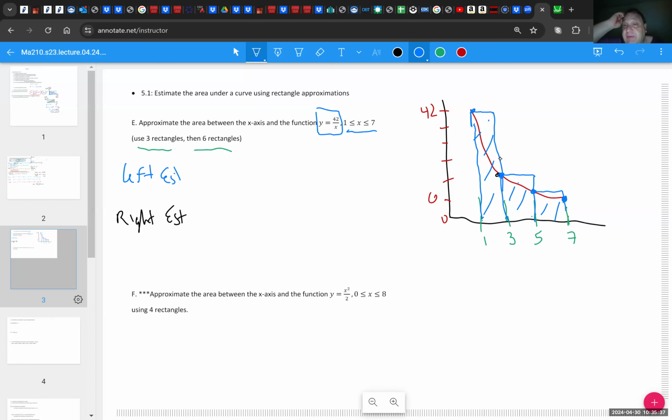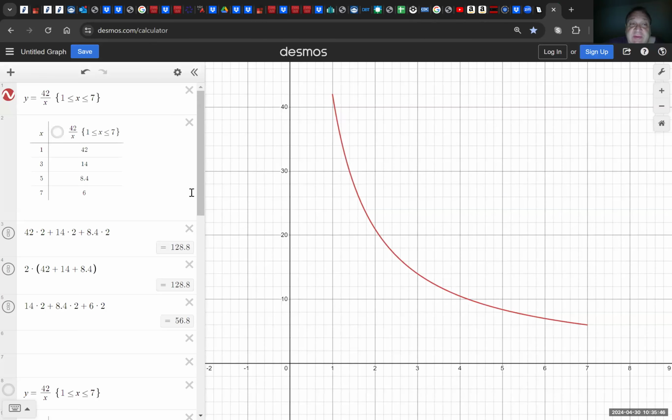Last one we had tables of values. And based on the table, it was really easy to spot what the area was. So back to Desmos. Here's my function, and I actually made a table out of it. And here are the values, the little intervals that we broke up. 1 to 3 is our first rectangle, and you can see the left-hand endpoint is 42. And then from 3 to 5, that's our next interval, left-hand endpoint being 14, and 5 to 7, the left-hand endpoint is 8.4. And that creates this right here.